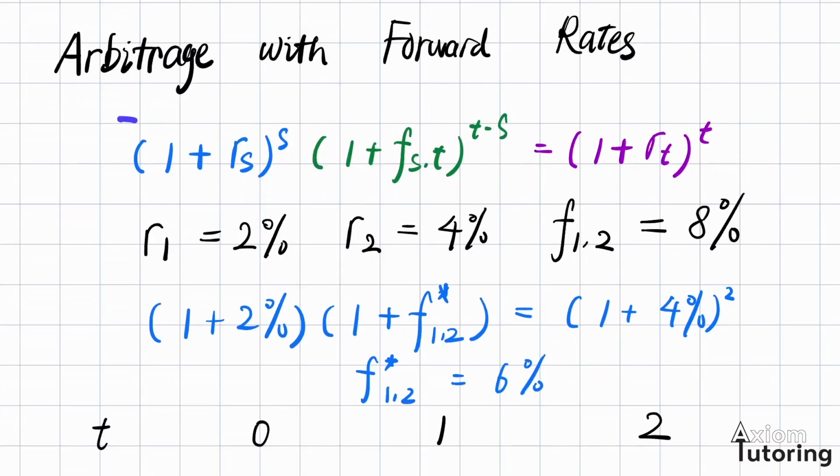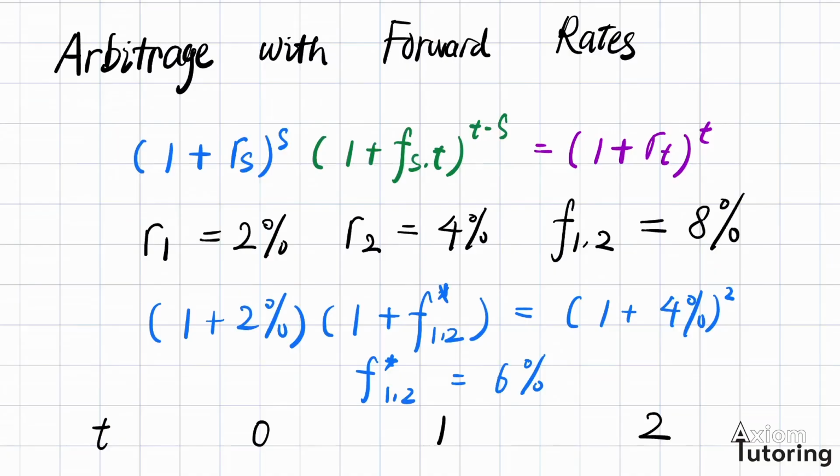Now we know that this side of the equation is a lot higher than the other side, because with 8% here, you will get a greater number on the left-hand side compared to the right-hand side, which uses 4% and 2%. So if we do the left-hand side, we're going to get a higher return compared to the right-hand side, but they should be the same if this equation holds. So this provides us with the opportunity of arbitrage.